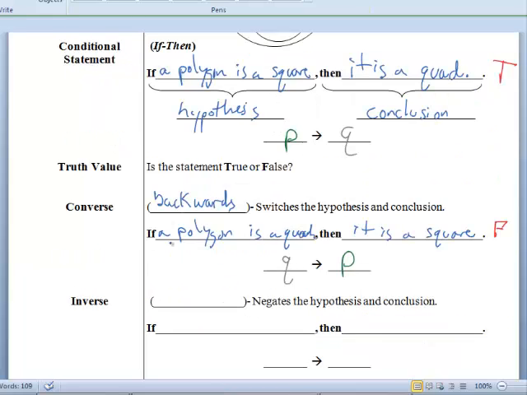The next type of statement we have is an inverse. The inverse makes the conditional statement negative. It negates the hypothesis and the conclusion. I negate it with the word not. So if I say if a polygon is a square, that becomes negative if I say if a polygon is not a square, it also negates the conclusion, and then I'll say then it is not a quadrilateral.